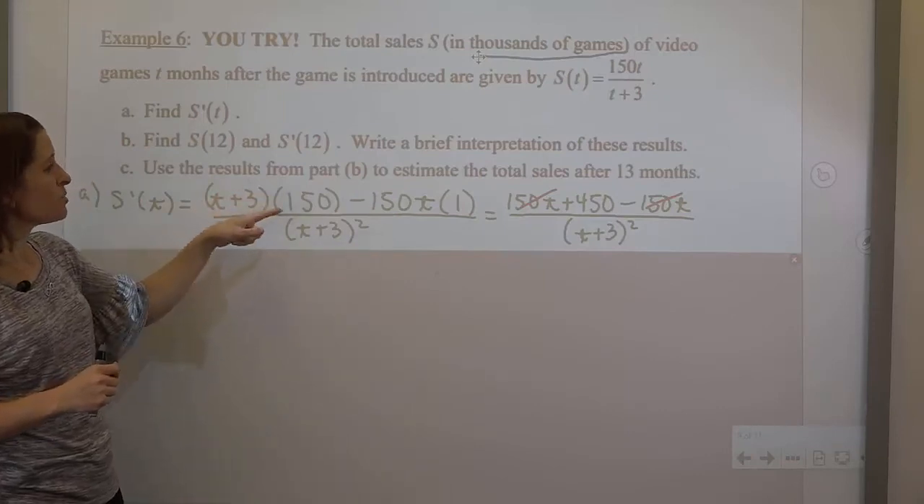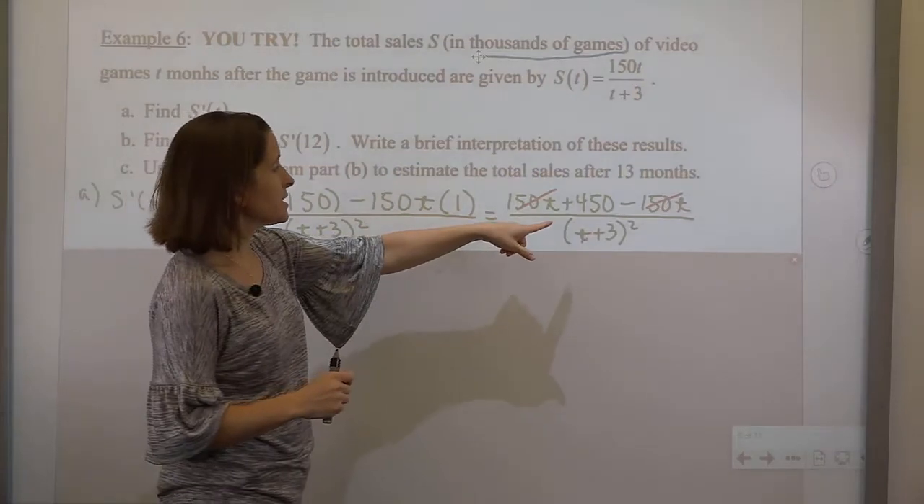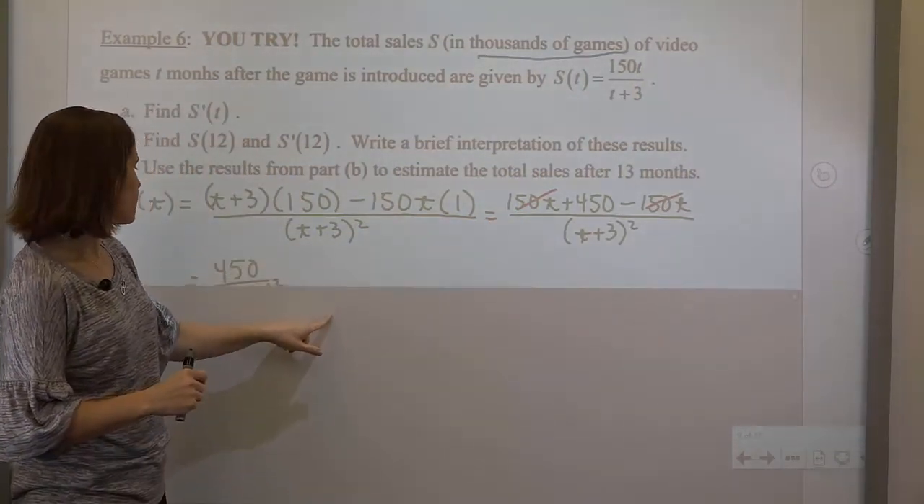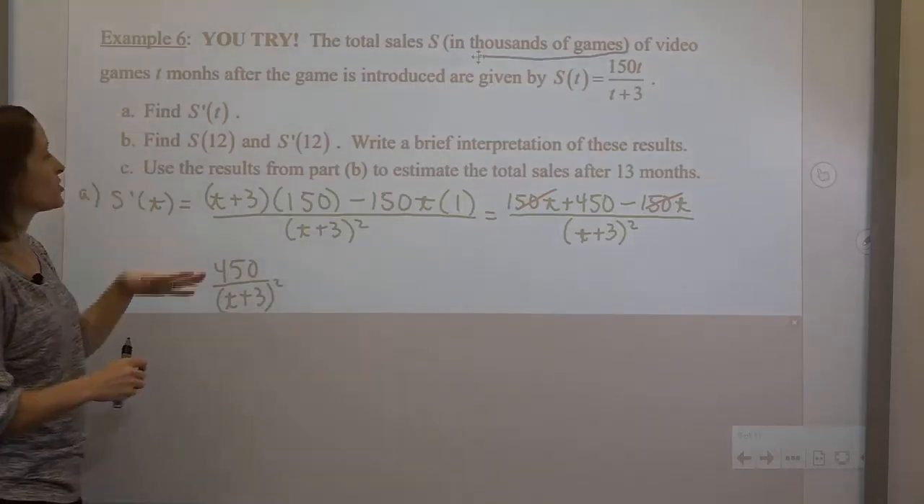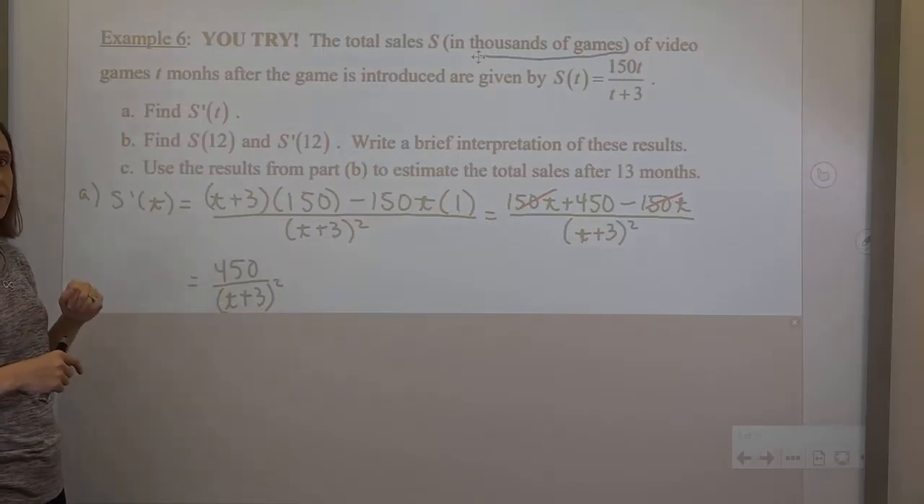So if I distribute, I get 150t plus 450 minus 150t. The 150t's cancel, and I end up with 450 over (t plus 3) squared. So part A was just find the derivative. It'll still have t's in it, and that is our derivative function.